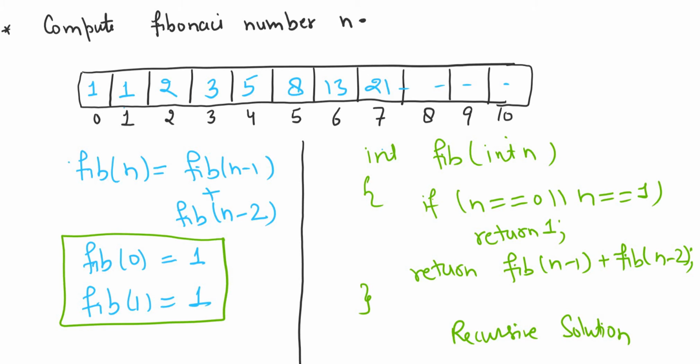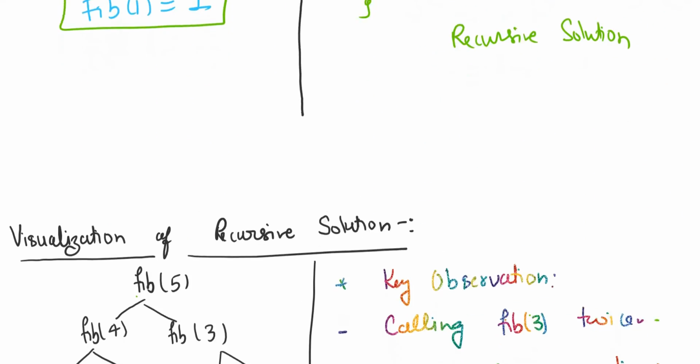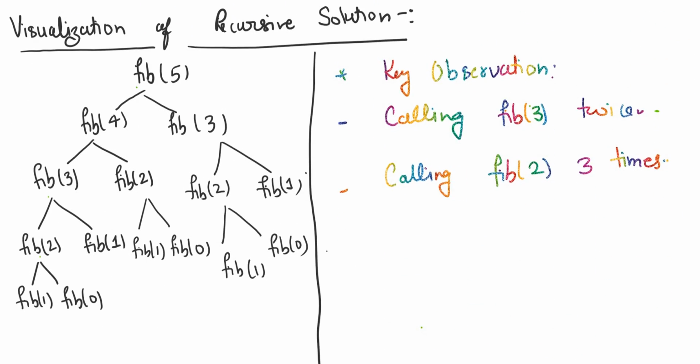Now in step 2, we need to find the common subproblem in our recursive solution. But in order to find the common subproblem in a recursive solution, we need to analyze our recursion. So let's do the analysis of recursion. Here I have taken the example of Fibonacci 5. Fibonacci 5 will call Fibonacci of 4 and Fibonacci of 3. Fibonacci of 4 will call Fibonacci 3 and Fibonacci 2. Again Fibonacci 3 will call Fibonacci 2 and Fibonacci 1, and Fibonacci 2 will call Fibonacci 1 and Fibonacci 0. Fibonacci 1 and 0 will not call further because this is our base condition.